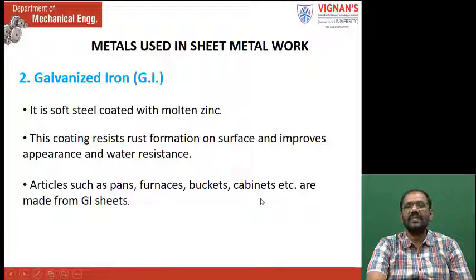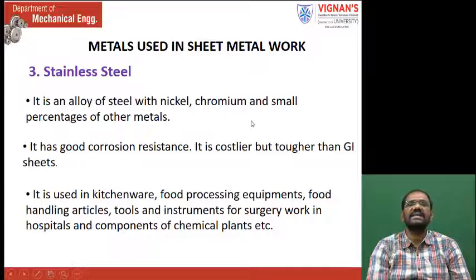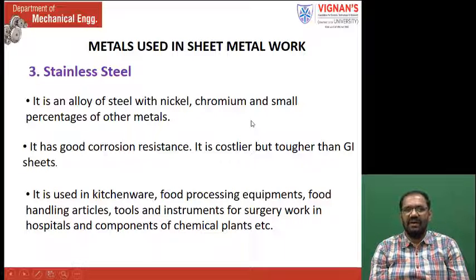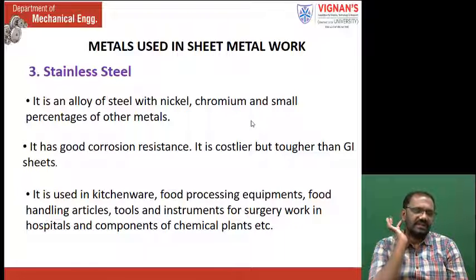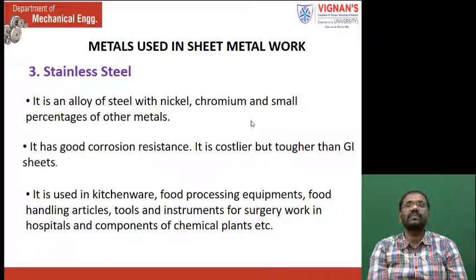See, in the workshop also you are going to see the galvanized iron. Next one is stainless steel. It is one kind, an alloy of steel, when it is mixed with nickel, chromium, and small amounts of other alloying elements. So its corrosion resistance can be improved.